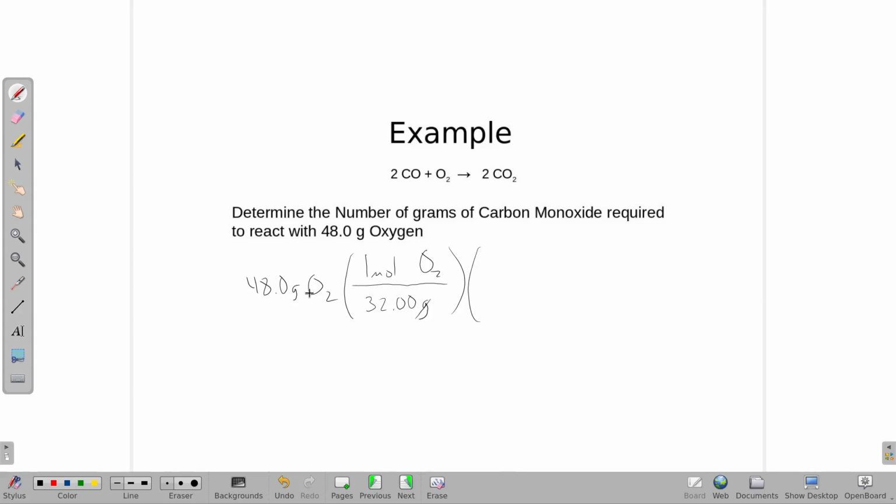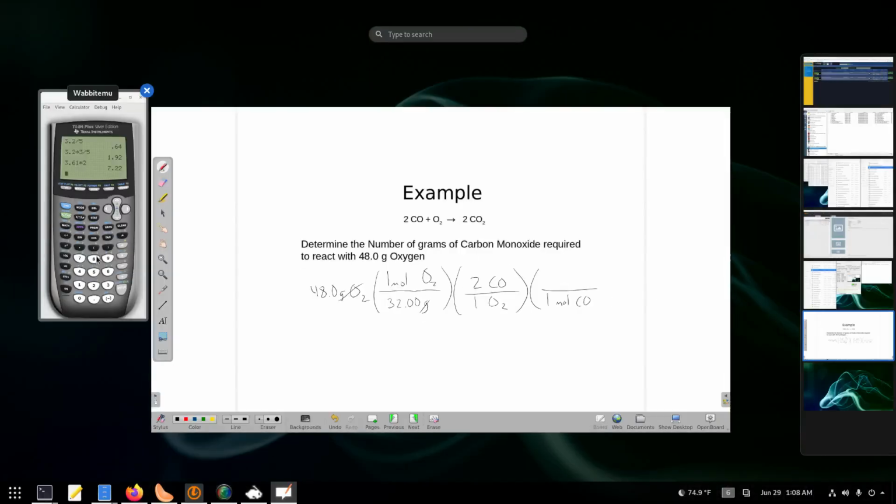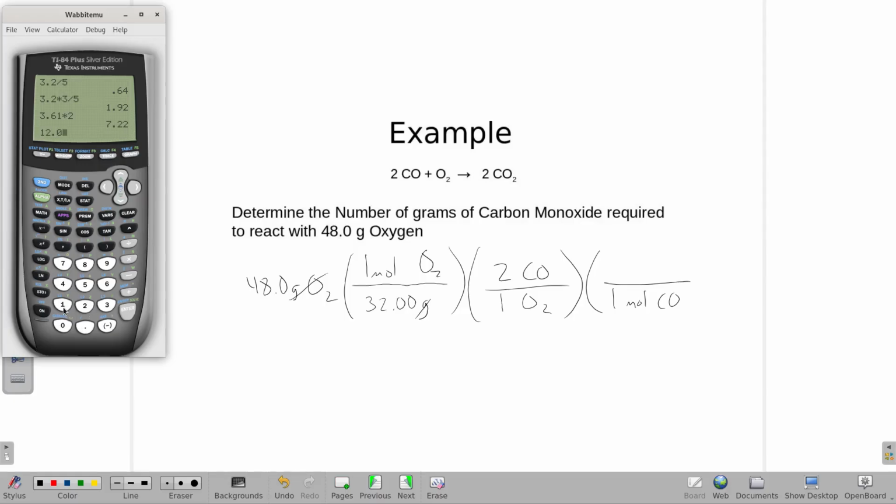Now once we have that in moles, we can use our balanced equation that shows every oxygen, it's implied to be 1, would need 2 carbon monoxides according to this balanced equation. And then I'm going to do one more conversion because it does want mass of carbon monoxide. So 1 mole of CO, 12.01 plus 16, the molecular weight of oxygen, is 28.01.